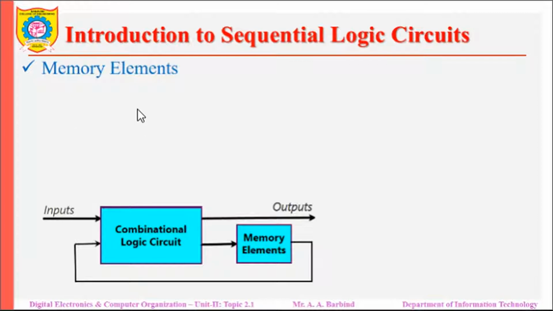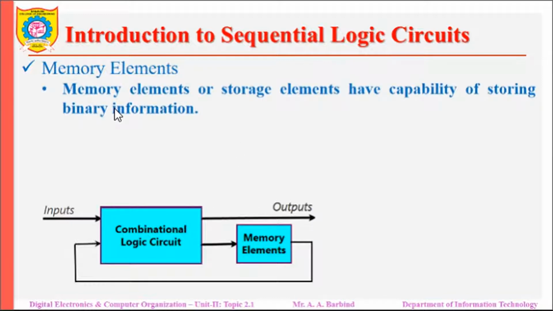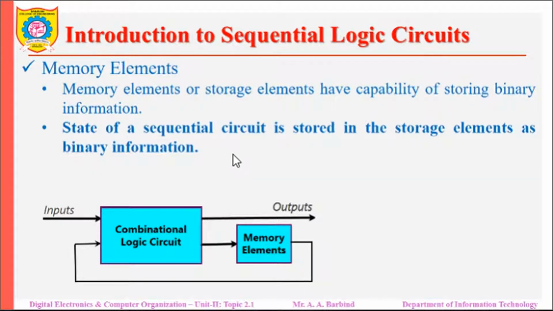Now let us see the sequential logic circuits in a little more detail. The sequential logic circuits consist of memory elements. Memory elements or storage elements have the capability of storing binary information. The state of a sequential logic circuit is stored in the storage element as binary information, in the form of zeros and 1 or a combination of the bits zeros and 1.